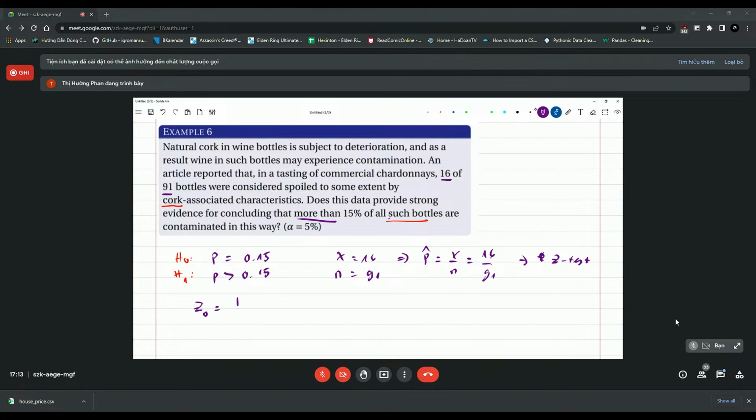Z0 equals p hat minus p0 over the square root of p0 times 1 minus p0 over n. We have p hat is 16 over 91 minus p0. P0 is 0.15. Square root of 0.15 times 0.85 over n. N is 91. Okay, now please use your calculator. What is the value of Z0?